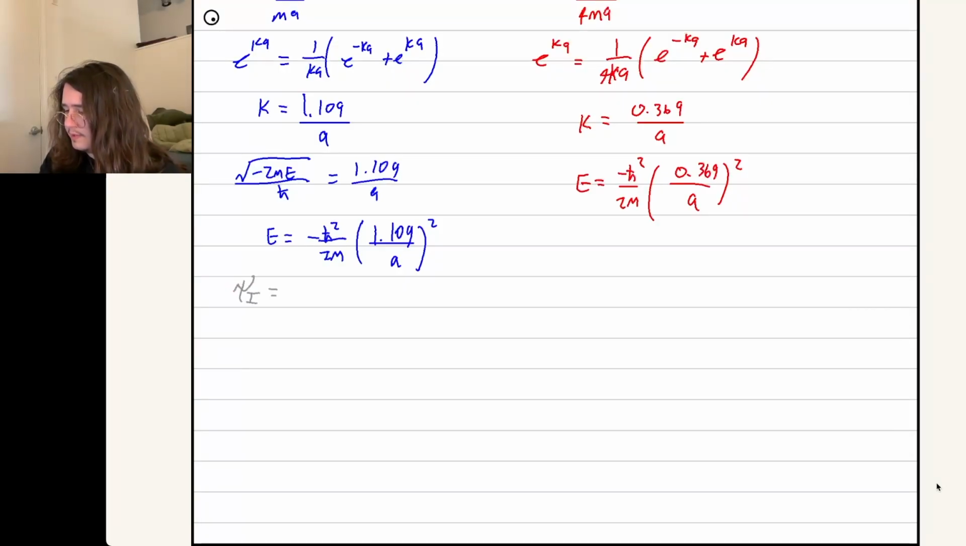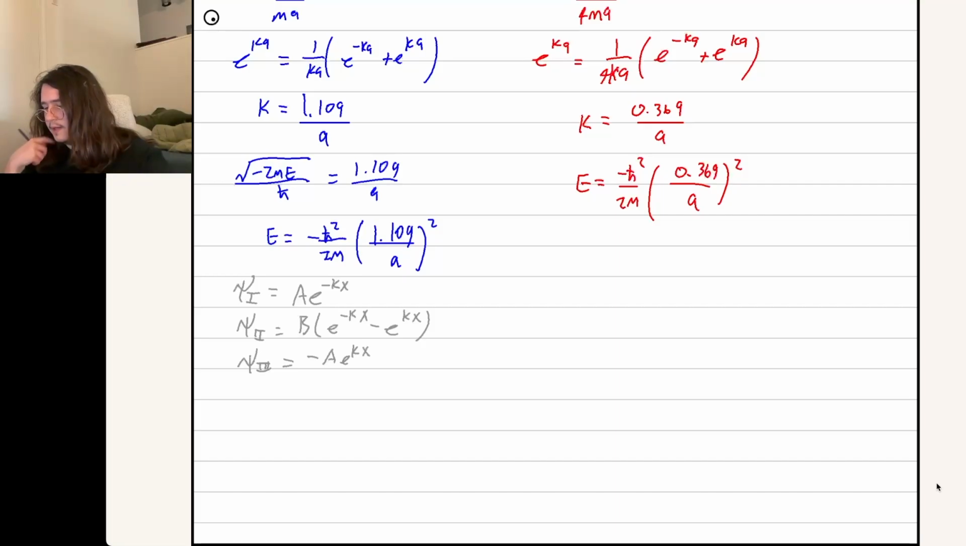So for that, we're going to have psi 1 equals a e to the minus kx, just like we did last time. But then the psi 2 looks different now because there's going to be a minus on the positive exponent term, right? And now this is going to be minus b e to the kx. That way we have that the wave function is odd.